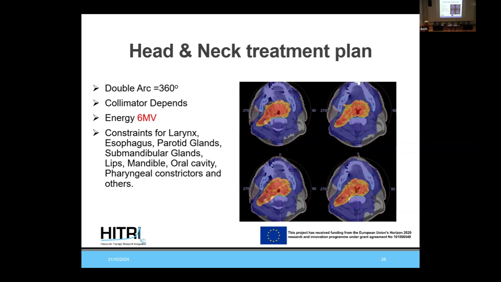So, what I want to show you here, the energy that we are going to use is 6 MV. There is no reason to use 10 MV for VMAT because the region is small. The other region, to be honest, the distances are small from the surface of the skin. Here are some of the constraints that I have asked to look at for organs at risk, like larynx, parotid glands, submandibular glands, lips, mandible, the brainstem. It might be the brainstem, might be the spinal cord. So many.